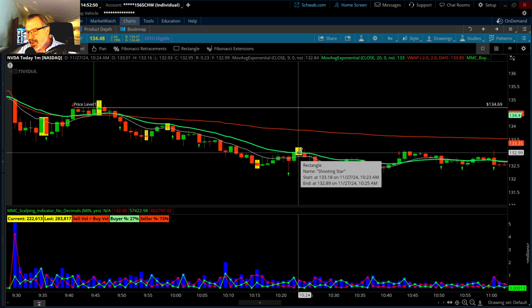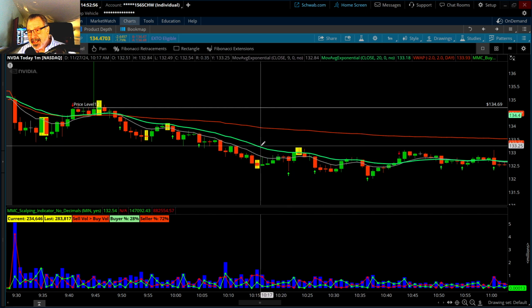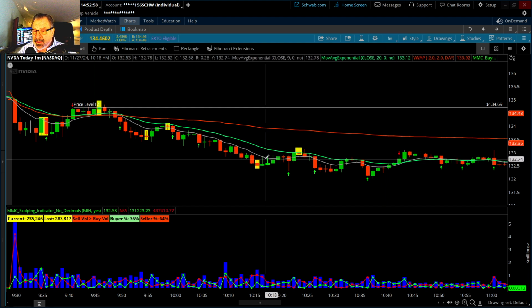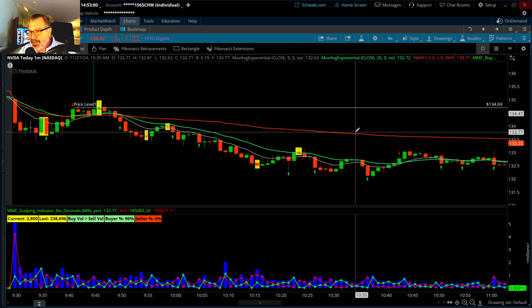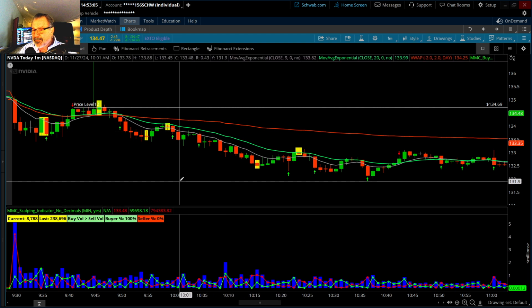So, shooting star or evening star, which is a huge 73.1%. It's going to turn around, and it turned around. Now you're looking at your moving averages, the 20, the 9. You're looking where your VWAP is. You're looking at support and resistance. You're looking at the scalping indicator. You kind of take it all in really quick to make your decision.